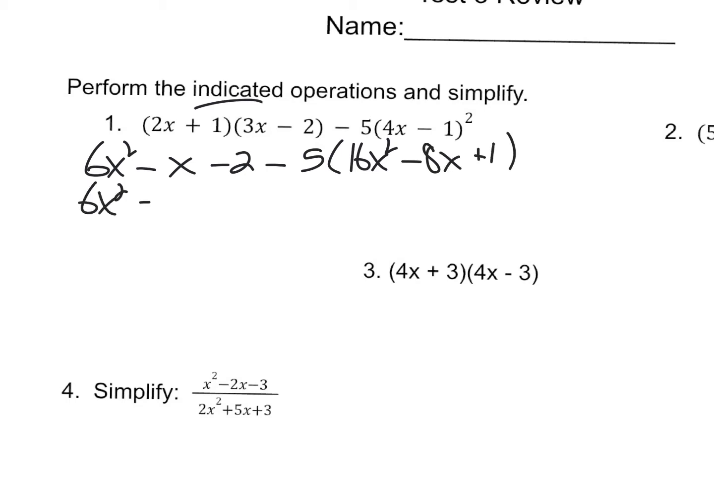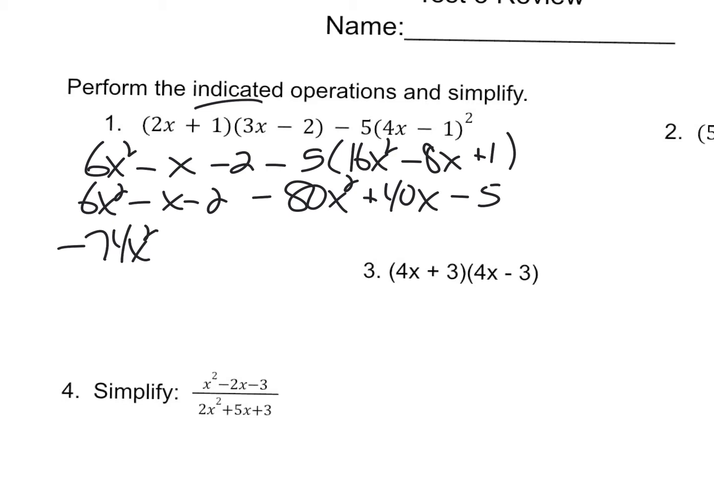Before I combine like terms, I'm going to have to distribute that 5. So 5 times 16, 5 times 8x, and 5 times 1. And then add what you can. The x squared is going to be -74x squared. We got 39x, and then we have a -7. Hope you can read that.